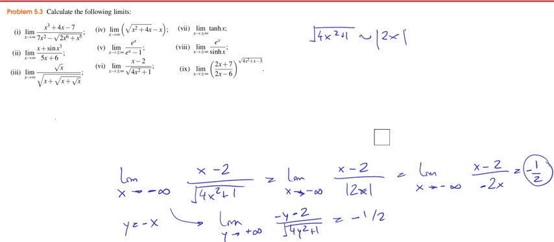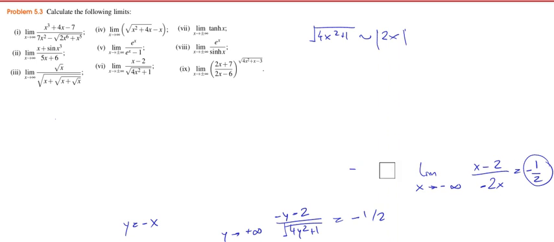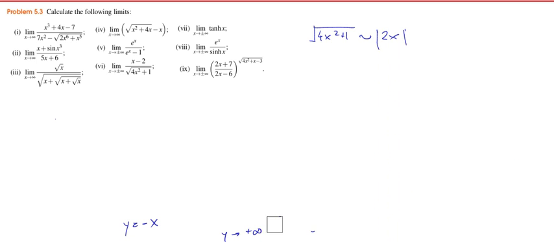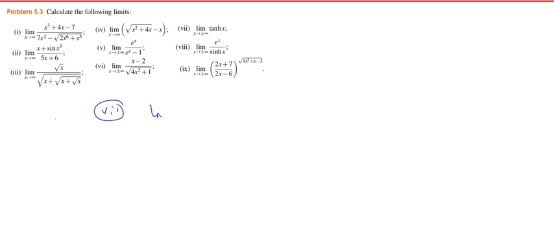Okay, let's do part 7. So 7 is the limit when x goes to plus infinity of the hyperbolic tangent of x, and then the limit when x goes to minus infinity of the hyperbolic tangent of x, right?